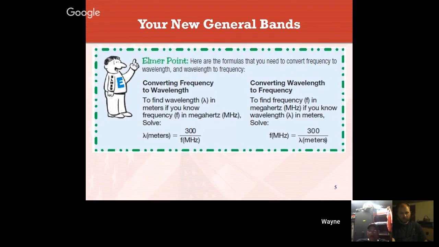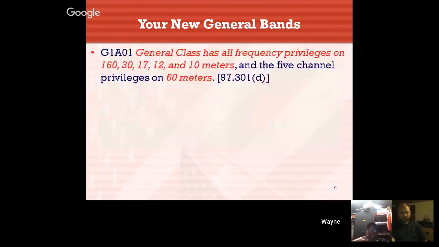At any rate, the information is right here in this little blue square as far as frequency and wavelength conversions. General class has all frequency privileges on 160, 30, 17, 12, and 10 meters. And there are 5 channel privileges on 60 meters. You'll learn a little bit about 60 meters. That's in the 5 megahertz band, and they are channelized. There are specific power restrictions for those.